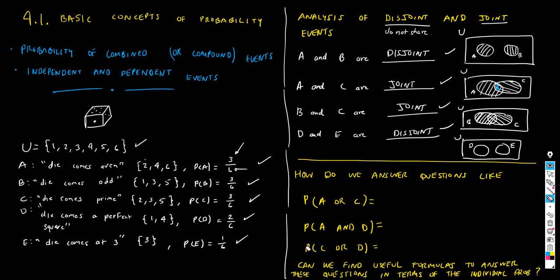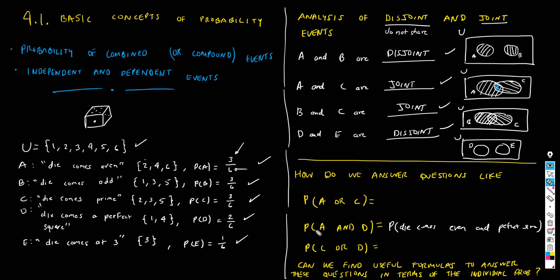Let's go over this one. The probability of, no, this one, because I already touched on the or word. Now let's go over and. What is this? The probability of A and D. The probability of event A and the event D happening both at once. What is event A? The die comes even. What is event D? The die comes a perfect square. So basically this can be written as the probability of the die comes even and also a perfect square. So both simultaneously.